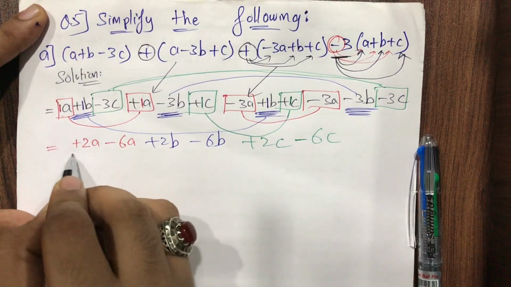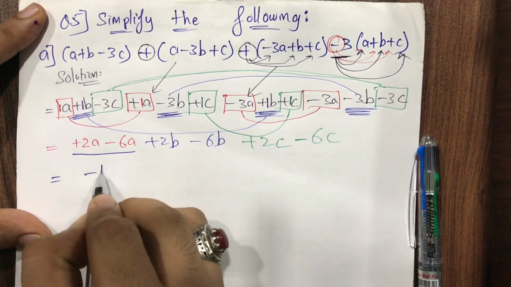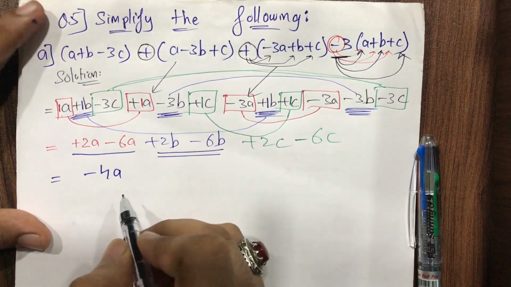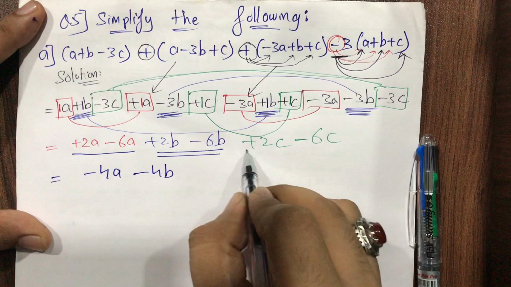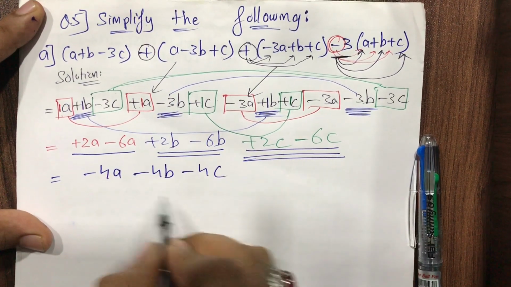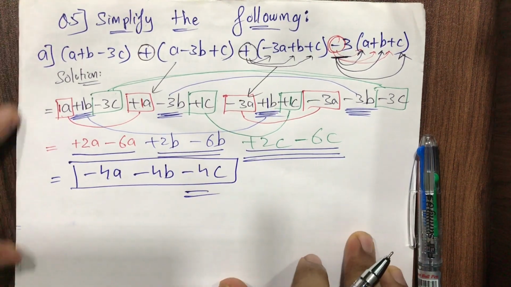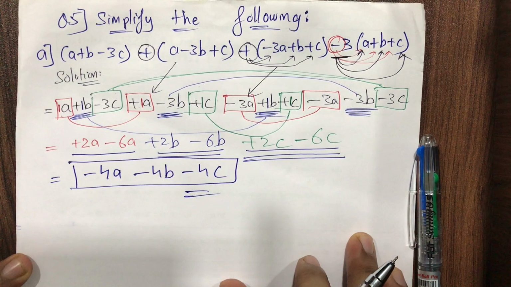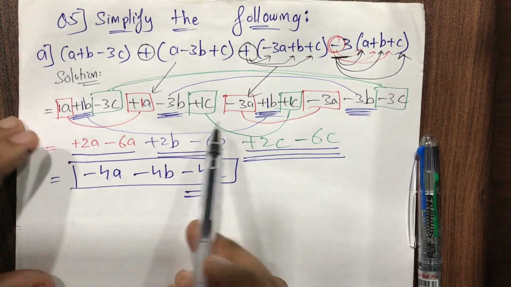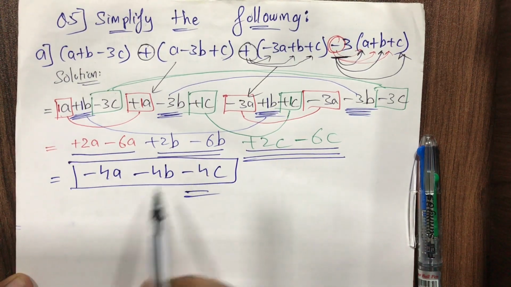Now tell me, plus 2a and minus 6a, how much is it? Plus 2 minus 6 becomes minus 4a. Great. Then plus 2b minus 6b, it's minus 4b. Then plus 2c minus 6c, it's minus 4c. That's it. So this is our answer, students. We have simplified. Please pause the video. Leave lines between every step, because the steps are big over here, so you can leave two lines between each step. Okay, please do it by yourself.